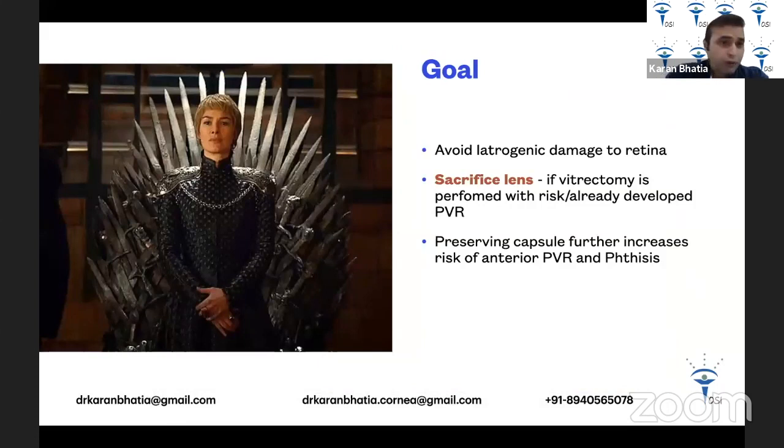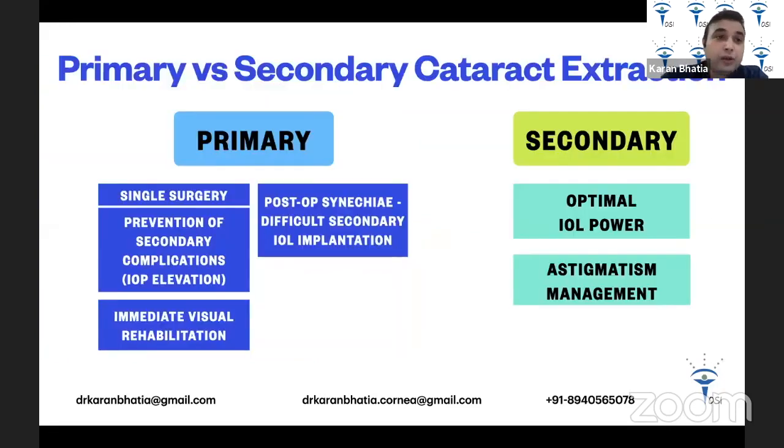So the goal when you're dealing with the lens in trauma is that the aim is not to preserve the lens. The aim is to prevent iatrogenic damage to the retina. You have to sometimes even sacrifice the lens, and preserving the capsule further will increase the risk of anterior PVR and phthisis also. So next is whether, when you're doing a primary versus secondary cataract extraction, to put the IOL or not.